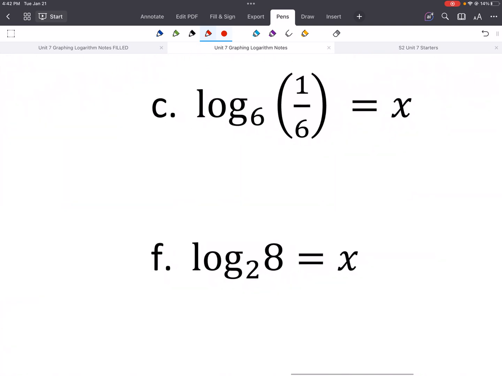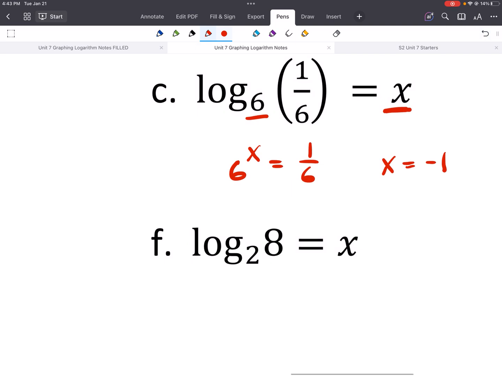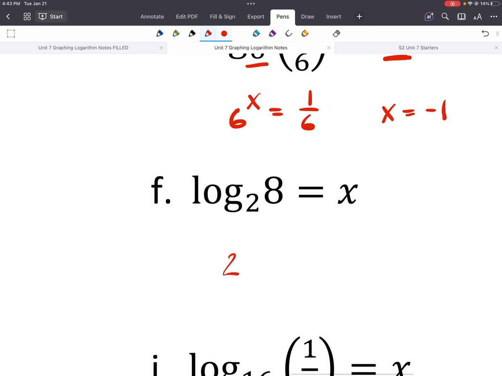All right, we're almost there. 6, again, that's our base, to what exponent, that's our exponent, our right side, is equal to 1/6. So x would have to be -1, right? So we still want it to be 6, we just want it to be its reciprocal in the denominator, so it has to be negative. And then here we've got 2 to what power would give us 8, and x would have to be 3.